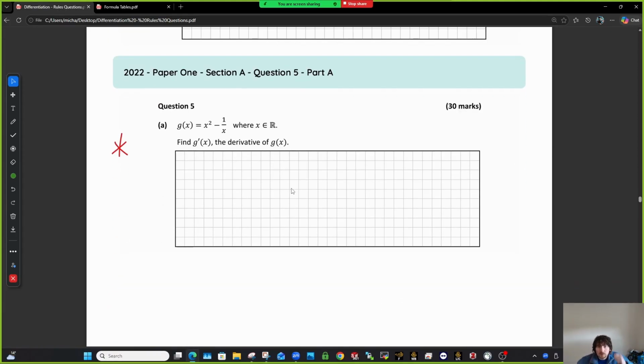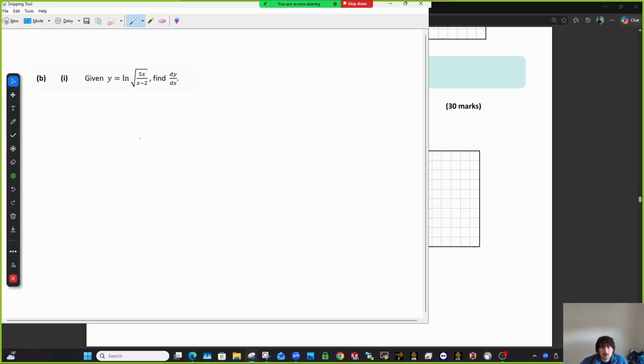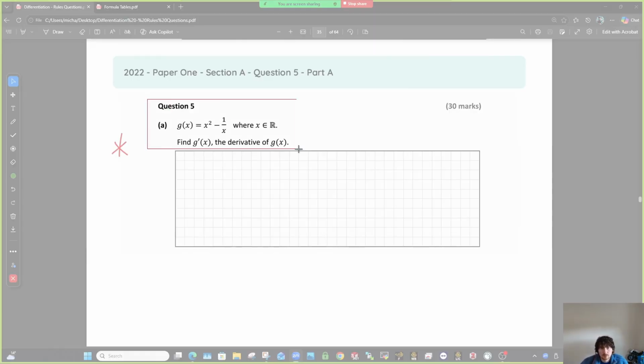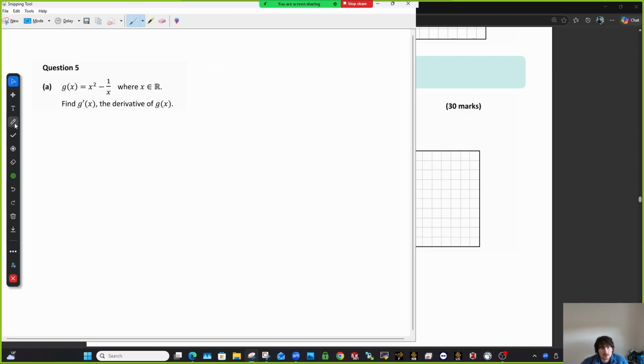So yeah, find the derivative of this. We will do this. It's super simple. It came up in 2022. So you'd be rubbing your hands together if you got something as simple as this for 5 marks. So what you do here first of all is you rewrite g of x. So that's an x to the minus 1 there. Okay, and then you take the derivative.